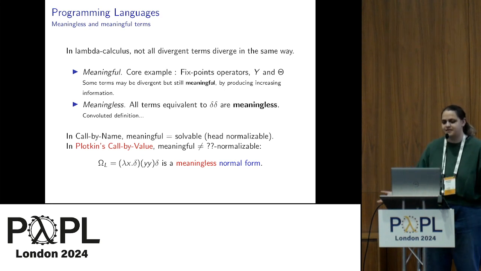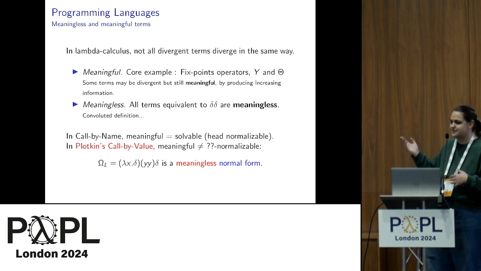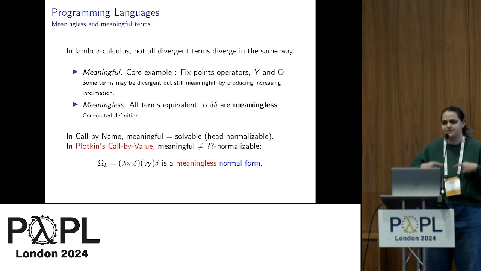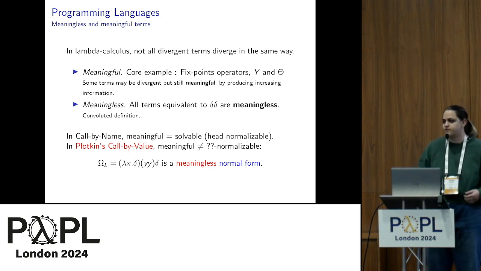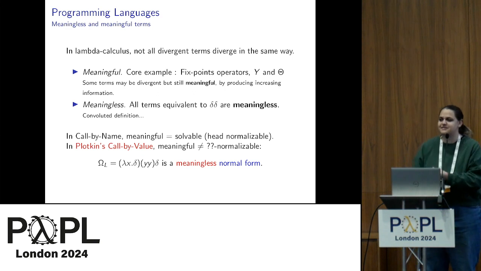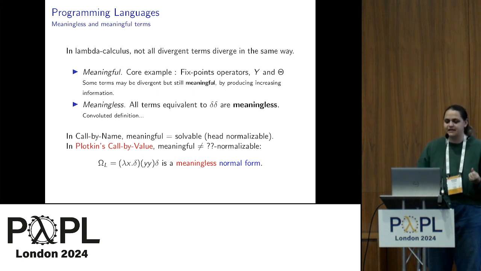This is delta delta. Delta is a duplicator, and when you apply it to itself, you are just stuck in a loop. We can say that the meaningless terms are all the terms that are equivalent to delta delta. That's a convoluted definition. We would like a proper definition of what it is to be meaningful and meaningless. And in call by name, that's well understood. That's the whole theory of solvability. So meaningful is solvable, and solvable is also head normalizable.